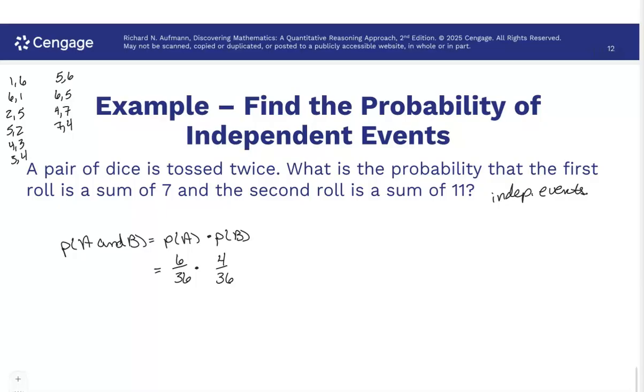Sorry about that. I don't know what I was thinking. I don't know why I went up to 7 there. We were looking at a regular 6-sided die. There's 2 ways I could get an 11. So it's going to be 6 out of 36 times 2 out of 36, which is 12 out of 1296. Which reduces to 1 out of 108, or about 0.009.